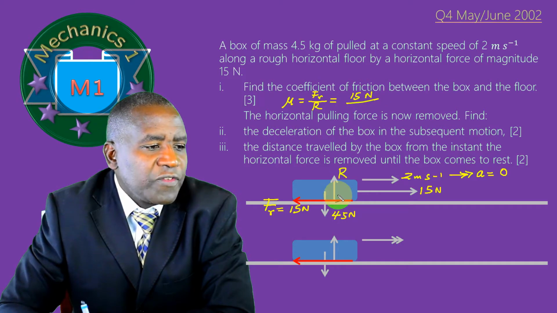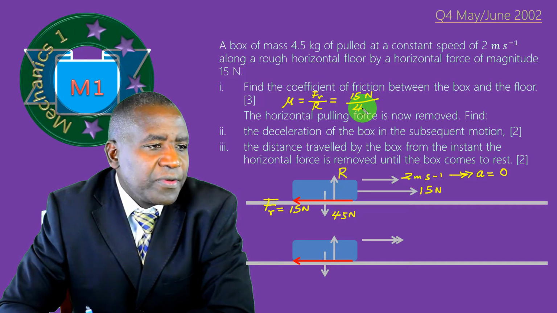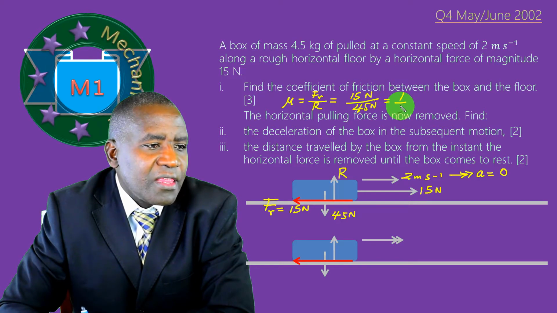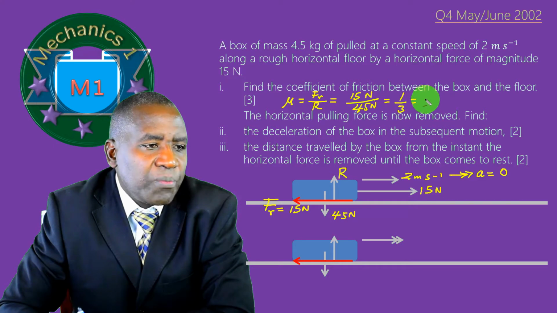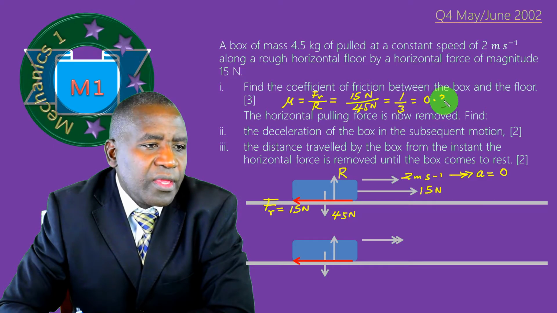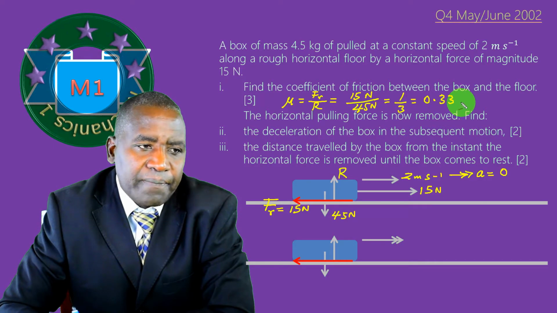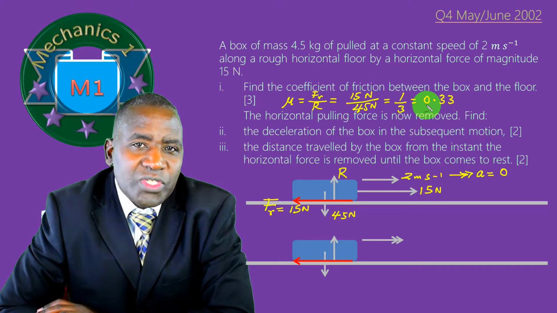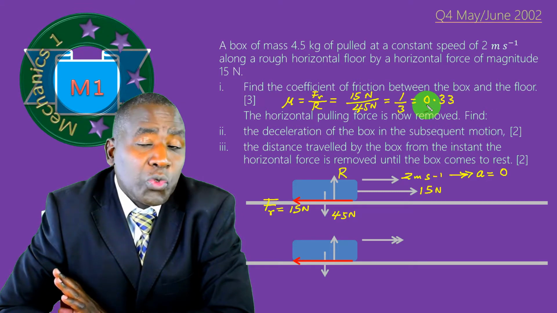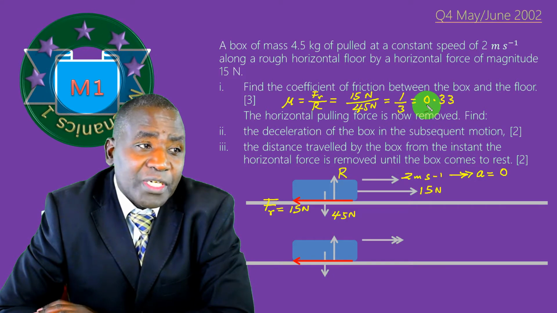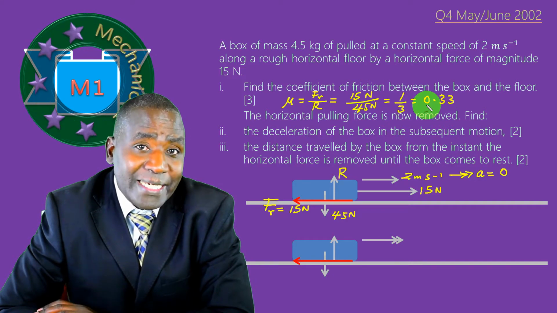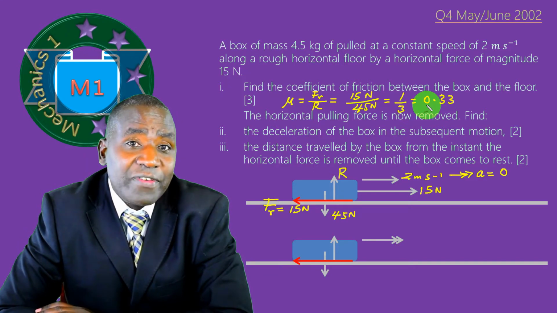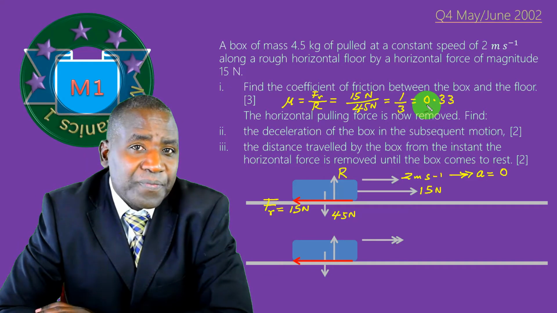That normal component of the contact force is 45 newtons. And here I get a third, which is 0.33 recurring. Very simple. You see, when they give you clues in the question, I hope you're following how I'm identifying these clues as I go along. Notice that I'm not leaving anything to chance.